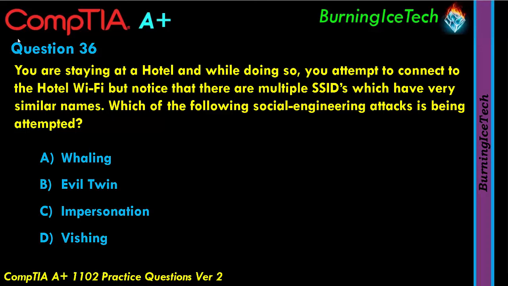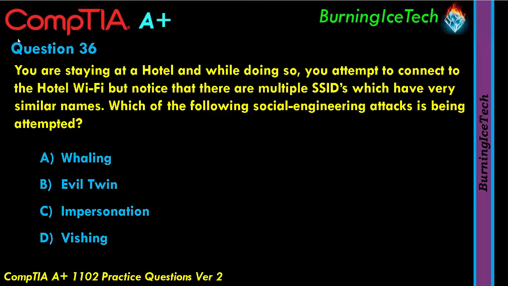C, impersonation. Yes and no. I suppose you could say it's impersonation, but what do we call that in IT if it's impersonation? We don't call it impersonation. We call it an evil twin if someone's trying to mimic your SSID. So B and C are the same thing, except we don't call it impersonation. We call it evil twin.